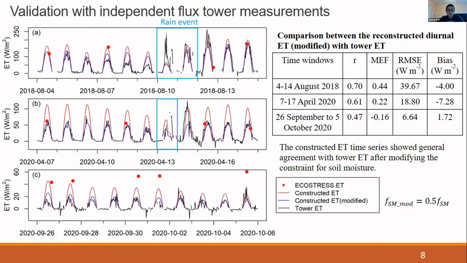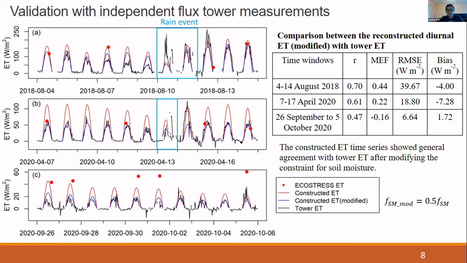Next is the ET comparison. First of all, we noticed there was an overestimation in the original ECOSTRESS ET compared to tower ET. So we modified one of the constraint factors for soil moisture by adding a factor of 0.5. Then with that modified, our constructed ET time series showed general agreement with tower ET, but to a lesser extent compared to LST.